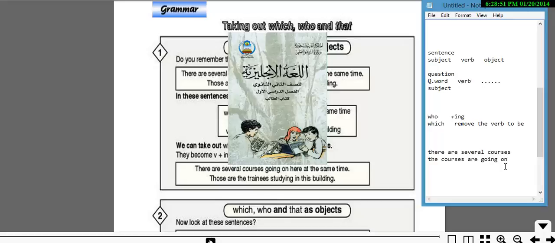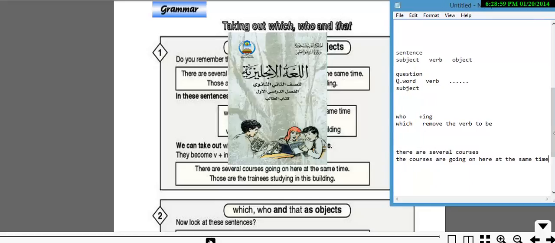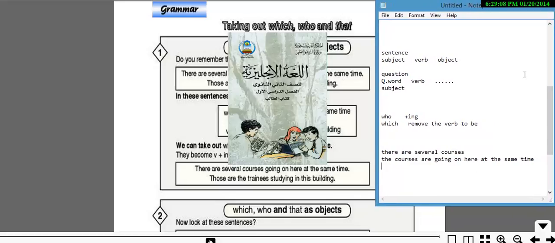At the same time. So what you actually want to do with two sentences that are available for you is to put a join to both of them without still having to write them as two separate sentences, because it just doesn't make sense when you say there are several courses. The courses are going on here at the same time. You're just repeating the word courses twice, and you're using one very short sentence and another one that's reasonable. So you actually need to join them.